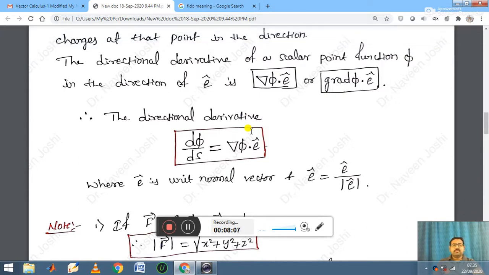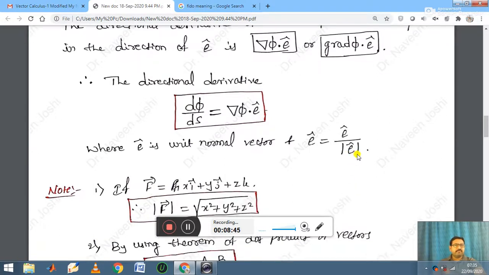It is very useful for solving examples. Directly in exams they will ask you to find the directional derivative for the given data. So let's see in the next videos how to find the directional derivative. For that, please remember this definition: d phi by ds equals del phi dot E. Here E represents the unit vector, and to find E we can use E equals vector E divided by modulus of E. Modulus is nothing but the magnitude of vector E, which gives the unit vector value E.